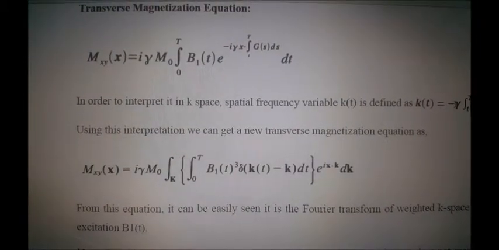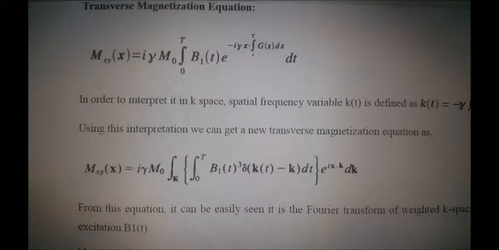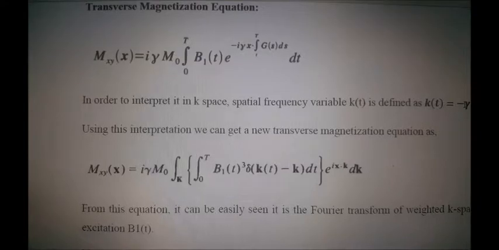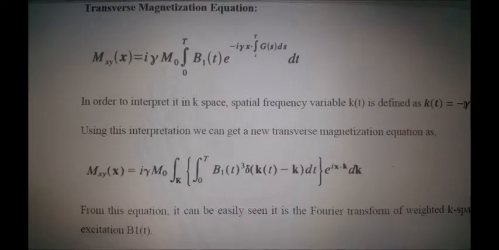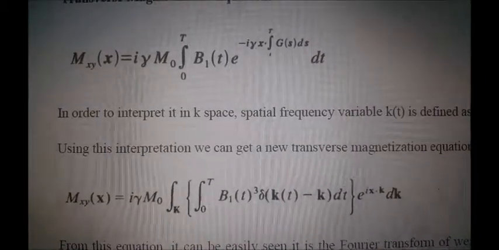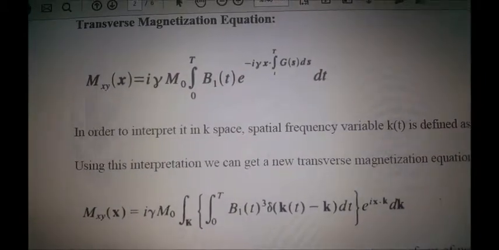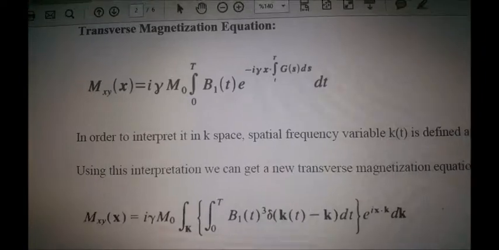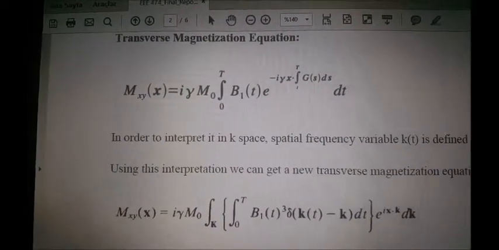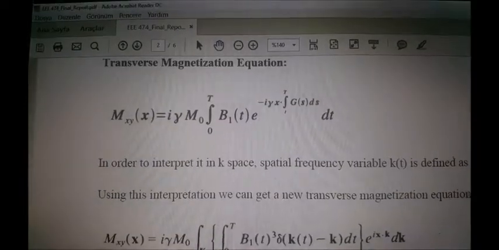As the first phase of the project, I evaluated the small-tip angle approximation in k-space and obtained this transverse magnetization equation. Then I defined a new variable as k of t and rewrote the interpretation as written here. And as you can see, it's the Fourier transform of weighted k-space by RF excitation B1 of t.